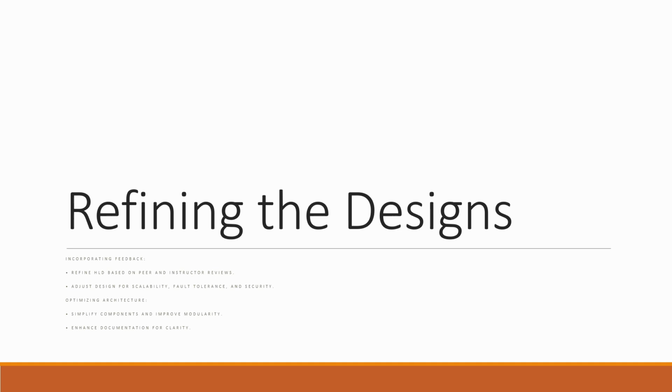After receiving feedback, it's time to refine your HLDs. You should incorporate both peer and instructor feedback into your designs. Adjustments will likely need to be made in areas like scalability, fault tolerance, and security. Focus on optimizing the architecture, simplifying components where possible, and improving the clarity of your documentation. Remember, a well documented design is just as important as a robust one.